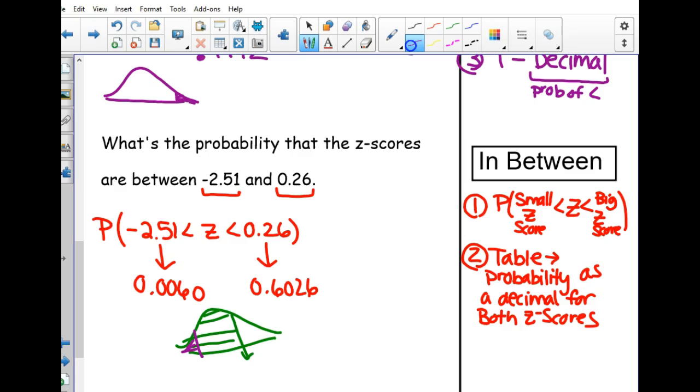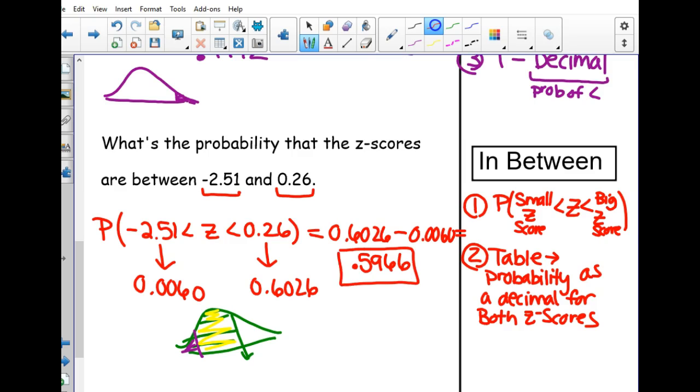So I need to take the green part and subtract the purple part to give me the in-between part. And that's what I want. So I take 0.6026 minus 0.0060. And what do I get, guys? 0.5966. And that's the probability.